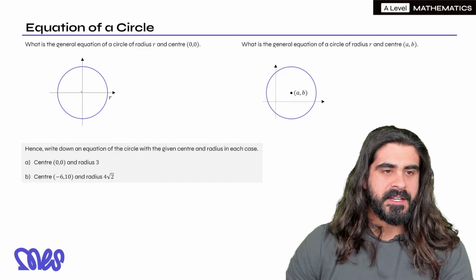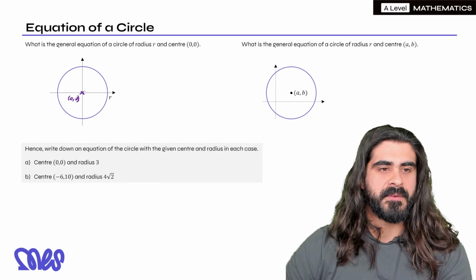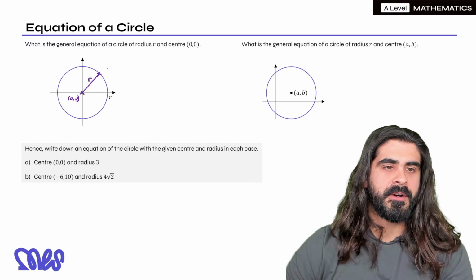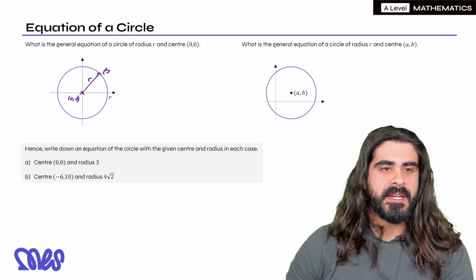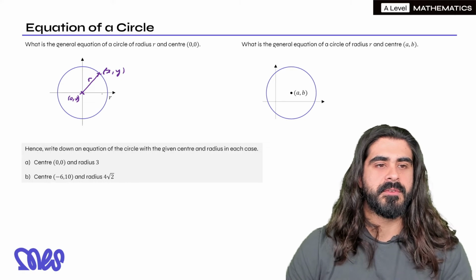If we take a circle with center 0, 0, we know that the whole point of a circle is that anywhere you are on the circumference, the distance to the center is fixed at r. So we can draw a line to the circumference, call it r. Now we have a general point x, y. I just drew that line randomly, right? It could have been anywhere on the circumference.